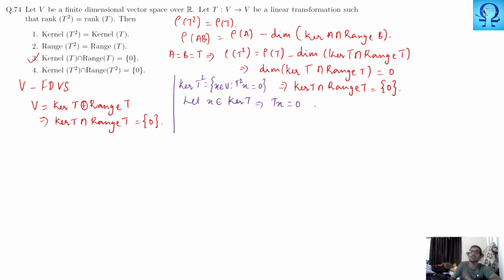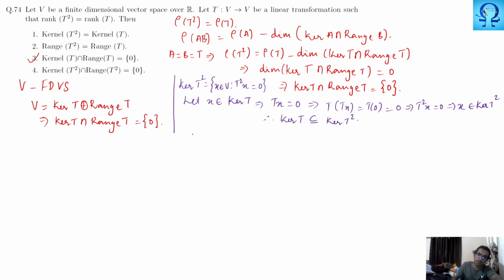We have Tx equals 0 whenever x is a member of kernel of T. When you apply T to it, T of Tx equals T of 0. Since T is a linear operator, it is 0. Therefore, T square x is 0, so x is a member of kernel of T square. So this tells us that kernel of T is a subset of kernel of T square.